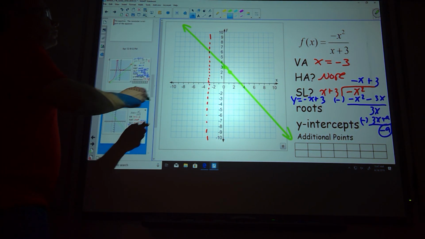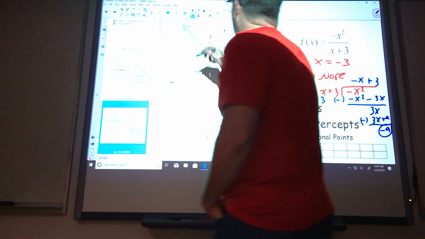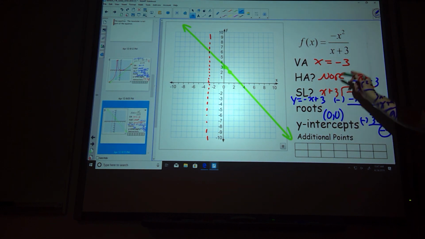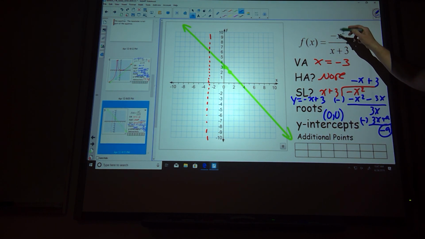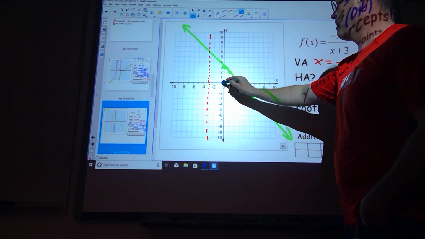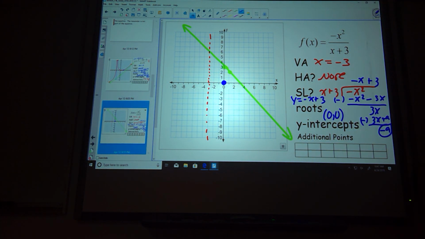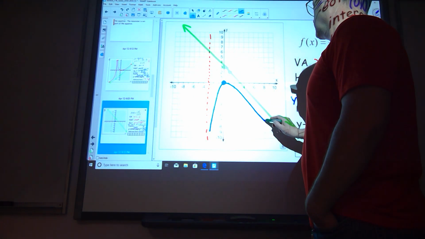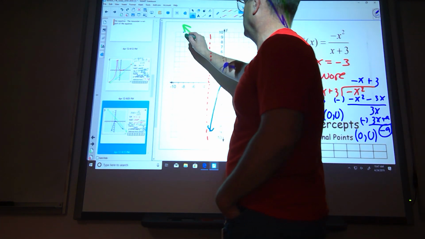All right, roots. What makes the top 0? Well, 0 is going to work real nicely for our roots. So there's one root. Good. Y-intercept. If I plug 0 in for my x's, I'm going to get (0, 0). So that's my y-intercept as well. And this graph will probably do something like this. And then this does something like that.